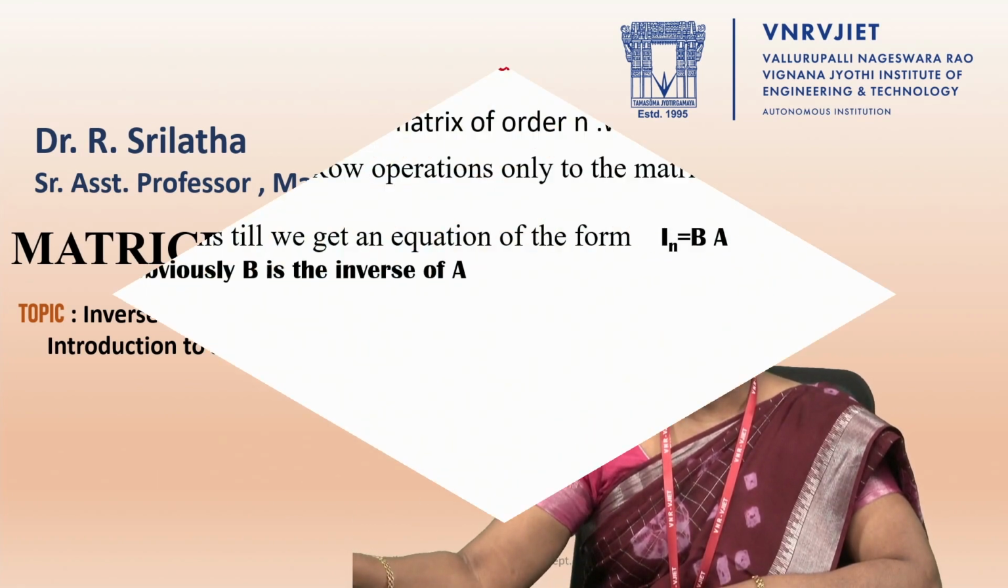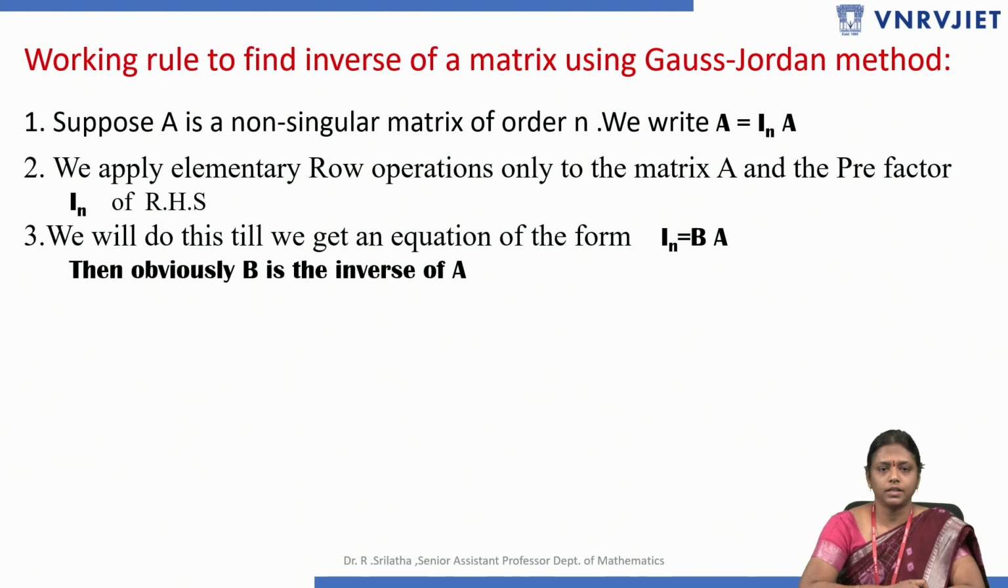Now coming to how to find the inverse of a matrix by using the Gauss-Jordan method, we have a working rule. The first step: suppose capital A is a non-singular matrix of order n. Whatever the order may be, 3 by 3, 4 by 4, 5 by 5, and so on, we first write the given matrix in the form A equal to the identity matrix of order n. Here the suffix n denotes the order of the matrix.